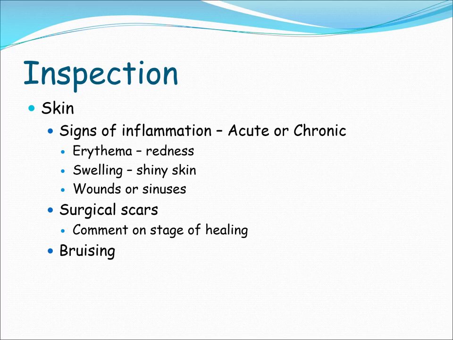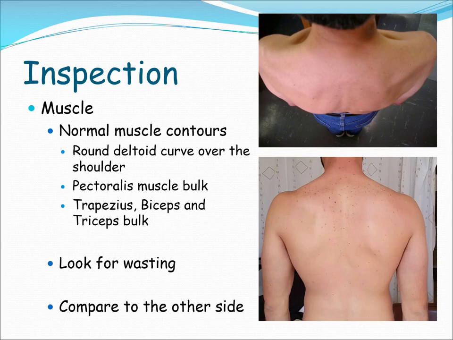You should look for normal muscle contours. If there is an abnormality, it may be arising from the joint or from bony changes underneath and may not be an intrinsic muscle problem. But if there is wasting of the muscles, it may be related to a neurological problem, a rotator cuff tear, or chronic disuse. And you must always compare to the other side.